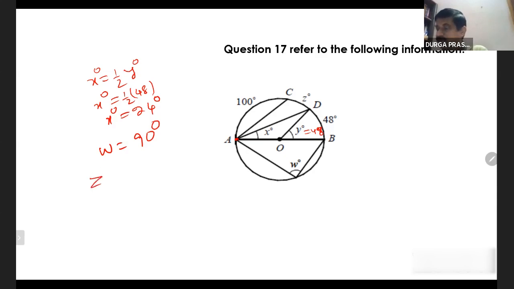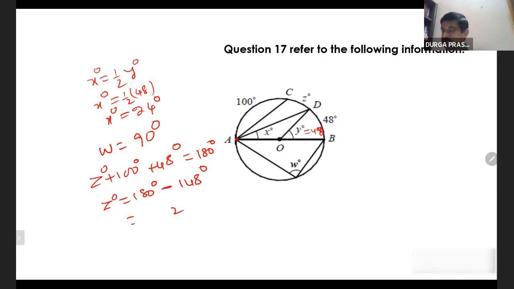So now Z is there. So Z plus 100 plus 48. Z plus 100 plus 48 is 180 degrees, angle at the center. Okay. So Z equals 180 degrees minus 148 degrees. So 10 minus 8, 2, 7 minus 4, 3. So Z is equal to 32 degrees. So this is very, very important. Repeat this once again.